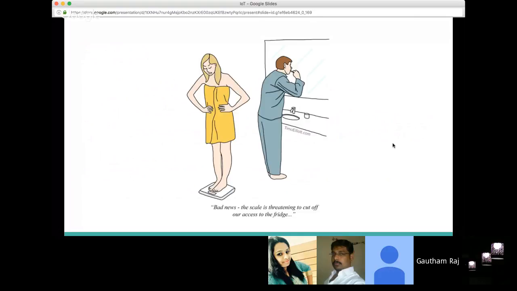So this picture is a girl seeing her weight. She says there's bad news: the scale is threatening to cut off our access to the fridge. So what it indirectly says is this weighing machine is connected to the internet, and your fridge is connected to the internet. So if your weight increases, the scale says you'll lose access to the fridge.